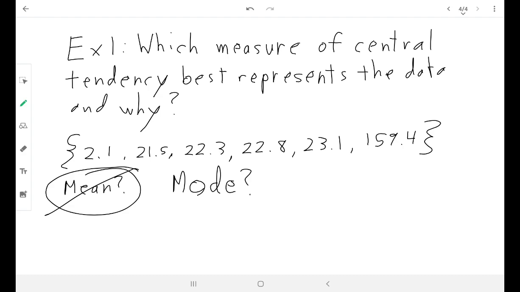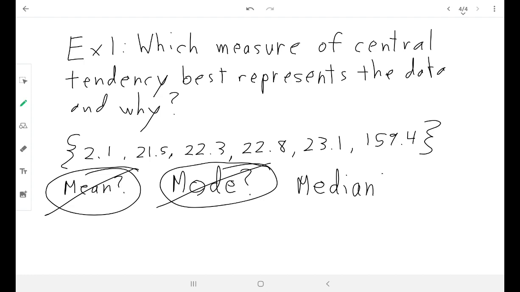The mode happens when we have repeating stuff. So look in here, amongst all this data, I don't have one repeating number. So that tells me to throw out the mode, leaving me with probably the median. And so let's confirm that. Let's see, we have outliers, and that's okay with using the median.